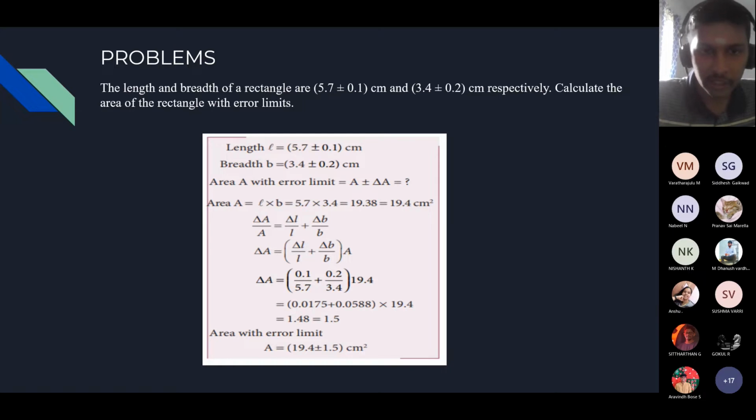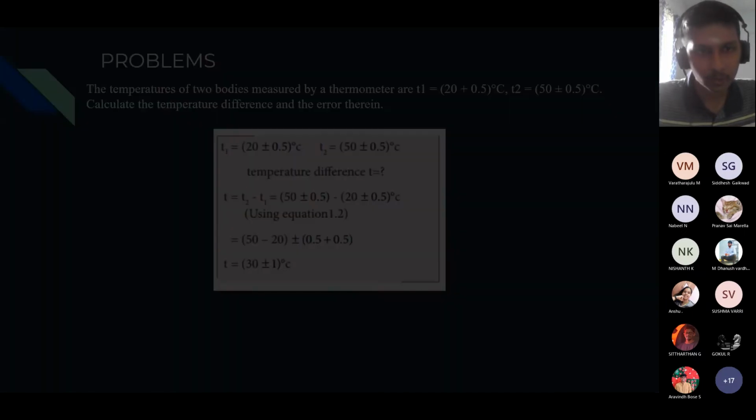First we find the initial area without error, 19.4 centimeter square. Then we use the relative uncertainty formula: delta A by A equals delta L by L plus delta b by b. Substituting the given values, we find delta A, and the area A equals 19.4 plus or minus 1.5 centimeter square. Go to the next slide.